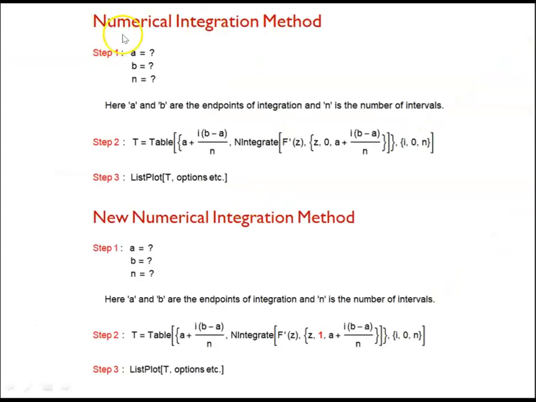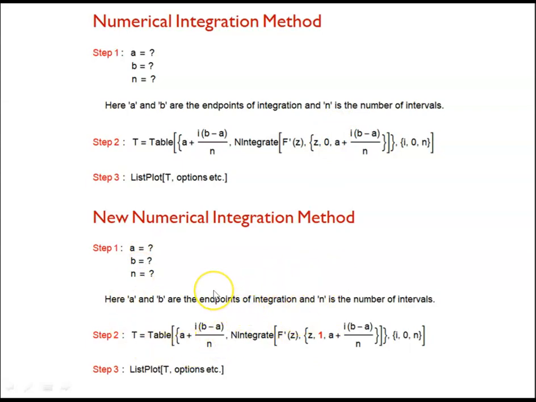So our two numerical integration methods are this, that one. If the antiderivative is defined at x equals 0, let's put 0 in there. If it's not, then put a 1 in there, and it seems to work.